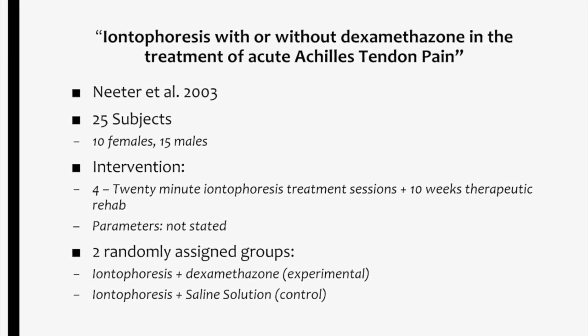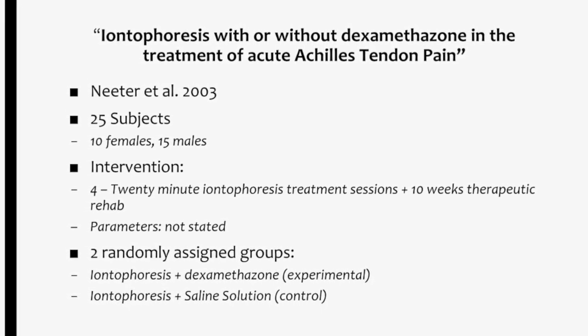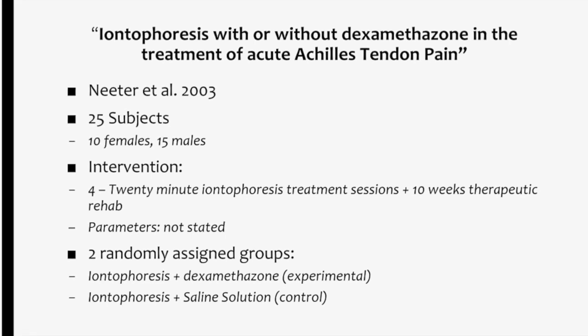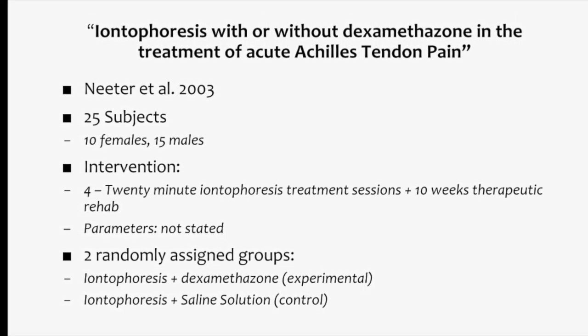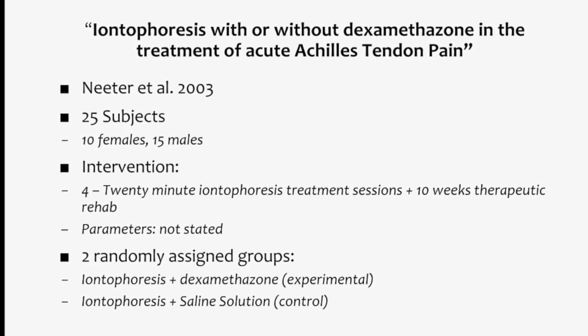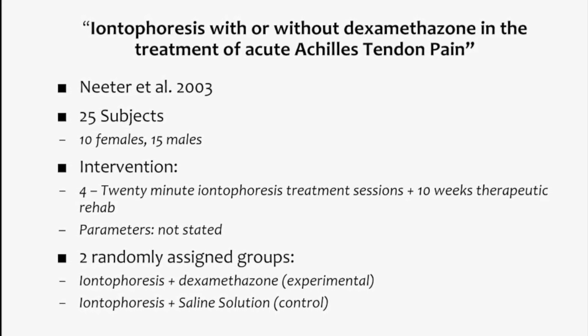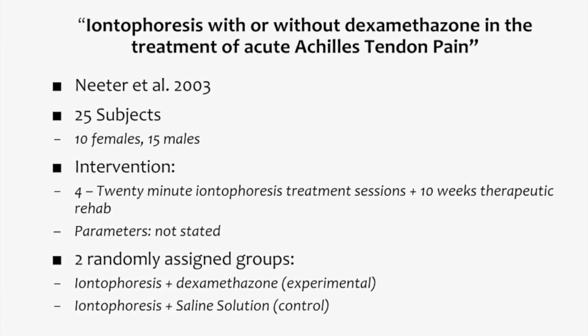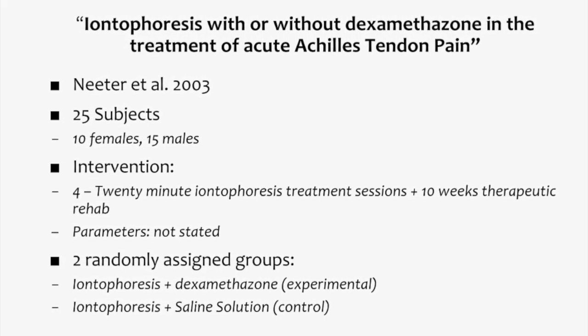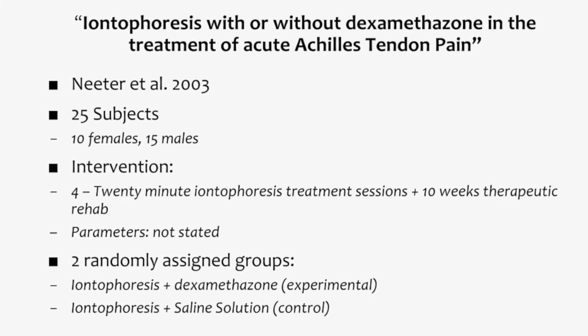Nieder and colleagues found 25 subjects experiencing acute Achilles tendon pain and randomly assigned them to a group. Each group received 4 20-minute sessions and then a 10-week rehabilitation program. The only difference between the groups was that one group was treated with 3 milliliters of dexamethasone and the other was treated with 3 milliliters of saline solution during iontophoresis therapy. Dexamethasone is a glucocorticoid used to treat inflammation.